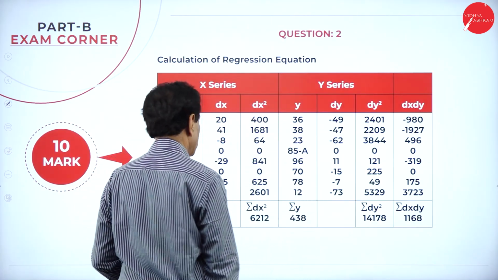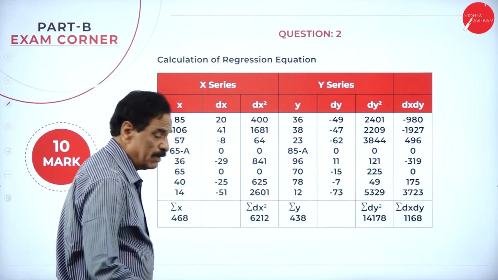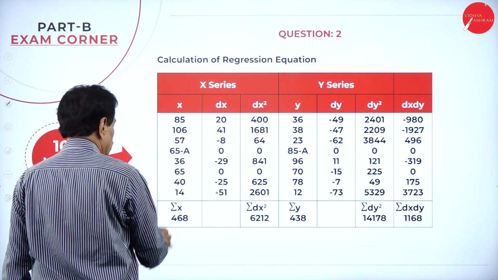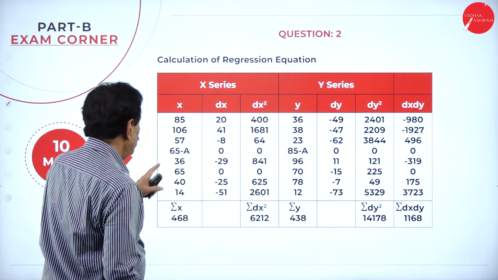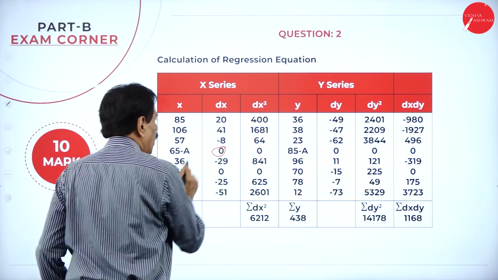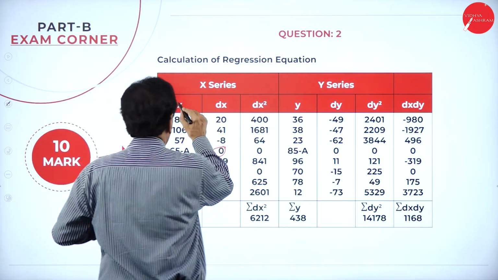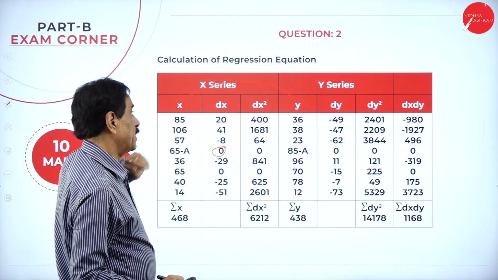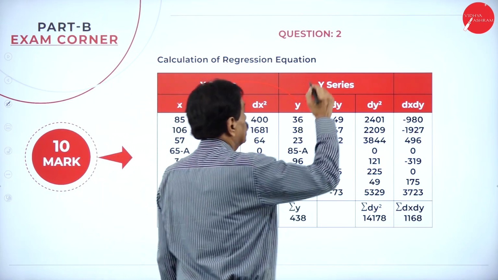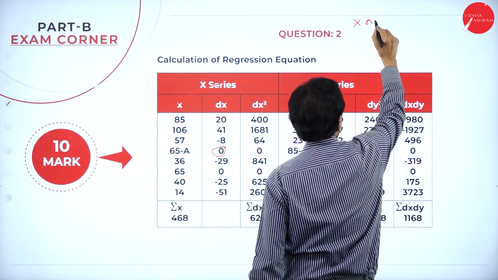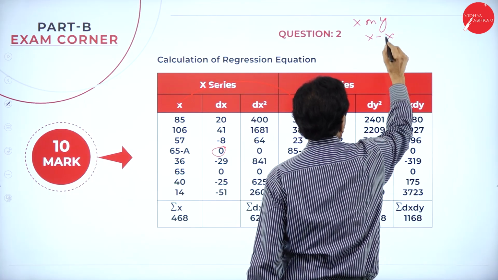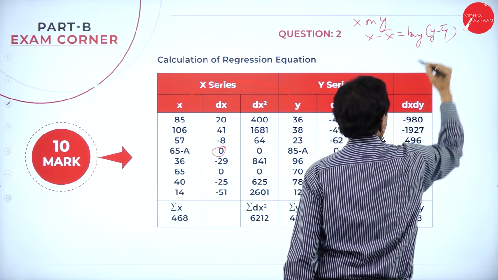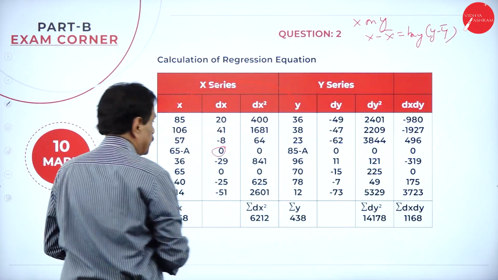Then calculation of regression if the numbers are given. If the numbers are given, 85, 106 here. This is the number 85 given. I took 65 as 0. How much is the difference? Here the 2 series X and Y. So 0 I took. This is a regression equation. It comes to X on Y: X minus X mean equals BXY into Y minus Y mean.